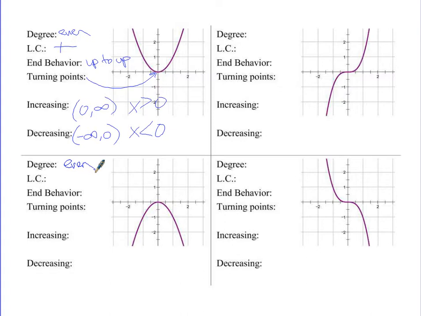The leading coefficient here must be negative because this graph has been flipped. So the leading coefficient, I don't know what the actual number is, but I do know its sign. Its sign is negative. End behavior. Remember, end behavior is what does the graph do as x goes to positive infinity or as x goes to negative infinity. Well, as x goes to positive infinity here, what does my graph do? Goes down. As x goes to negative infinity, what does my graph do? Also goes down. So I'm going down to down. So I write down to down.